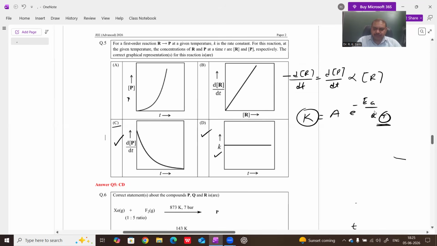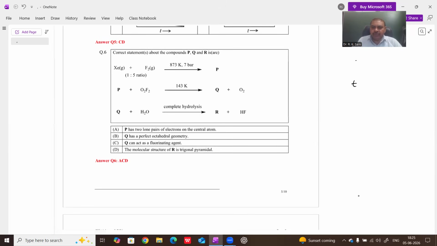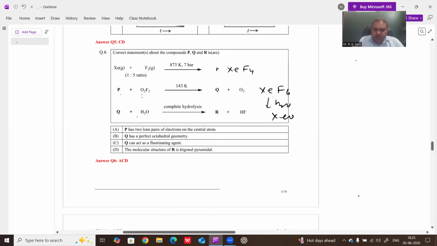Question number 6. This question is taken from the p-block. All reactions are given in your NCERT book. Therefore, when xenon and fluorine are in 1:5 ratio, the product is XeF4. XeF4 is P. It reacts with a fluorinating agent, and hence Q is XeF6. On complete hydrolysis, the product is XeO3 plus 6HF.